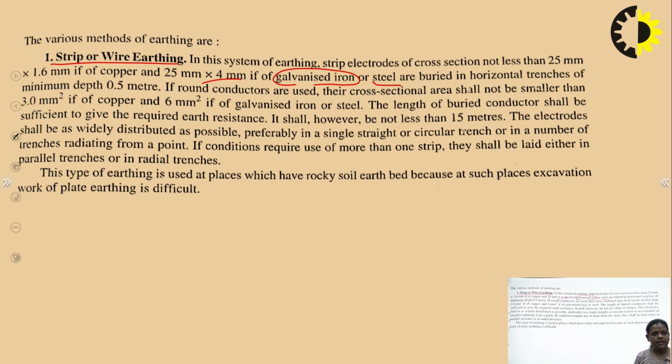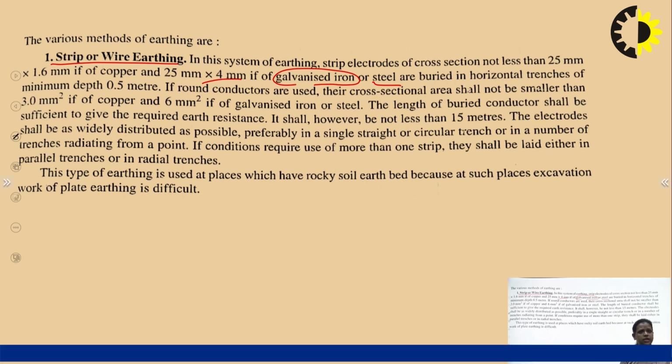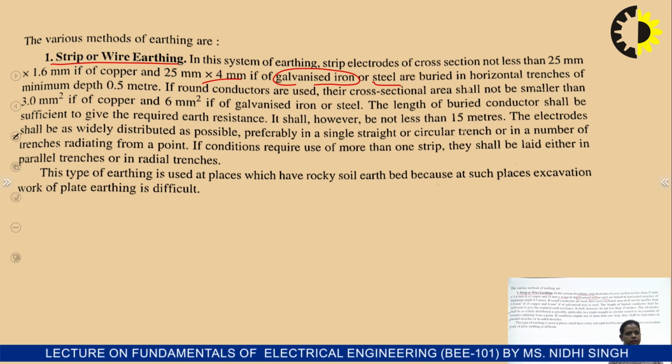If round conductors are used, their cross sectional area shall not be smaller than 3.0 mm square if of copper, and 6 mm square if of galvanized iron or steel. The length of buried conductor shall be sufficient to give the required earth resistance. It shall, however, be not less than 15 meters. The electrode shall be as widely distributed as possible, preferably in a single straight or circular trench, or in a number of trenches radiating from a point.